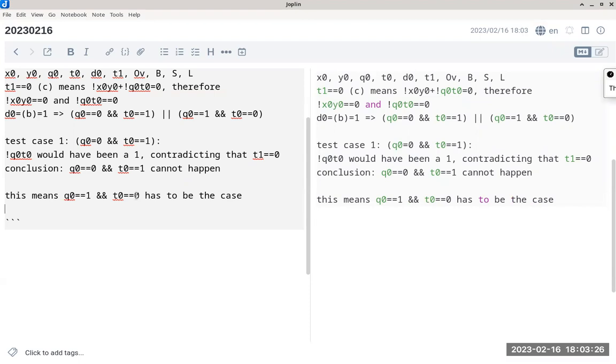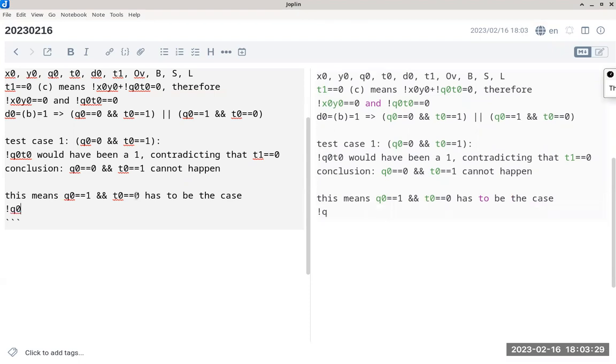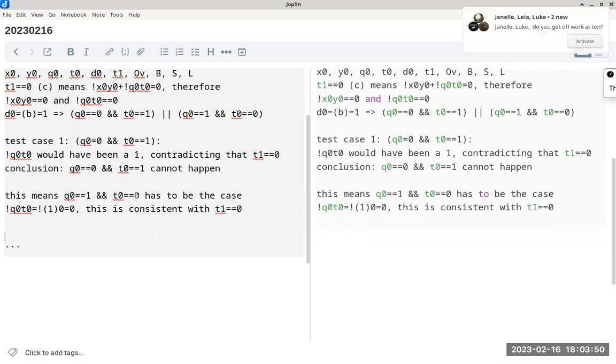Okay, and in fact, we can plug in. So we can say, if I negate Q0 and T0, it becomes the negation of 1 and 0, which is also 0. Okay, and this is consistent with T1 being a 0. Okay, so now we have locked down quite a few bits. T1 is given. We have figured out what is T0. It has to be 0. We also know Q0 is a 1.